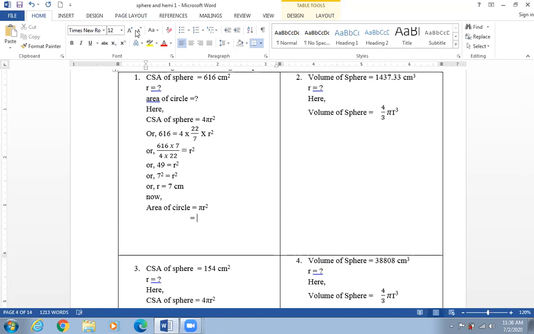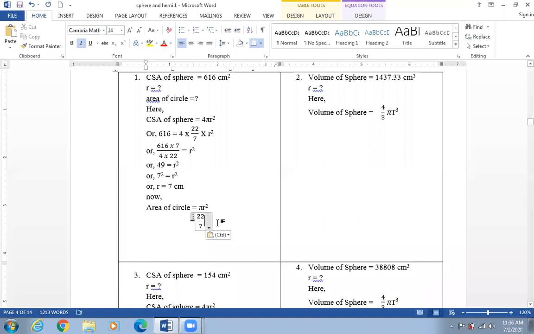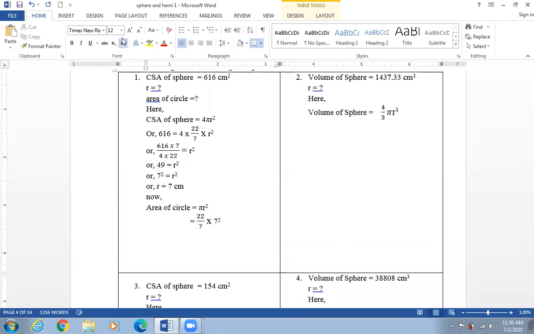Pi means 22 by 7 into 7 square. Radius is 7, isn't it? Yes, sir. This is 7, so square is also this radius square. We can cancel them. So let us multiply it and get the answer: 154. 154 square centimeter.